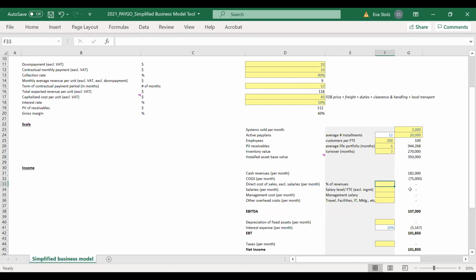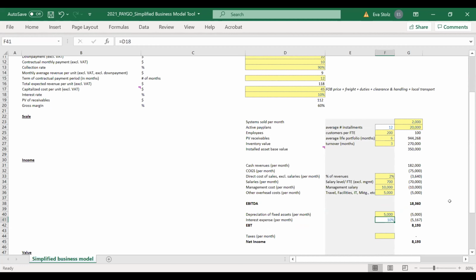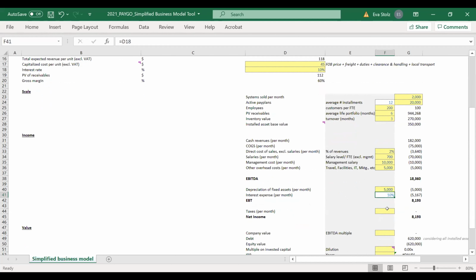Then say we indicate a certain percentage for the direct cost of sales. Then you indicate a certain salary level per FTE. You indicate a certain cost for the management, and you indicate certain overhead costs. And then it calculates the EBITDA. Then you can indicate certain depreciation of fixed assets that you have per month, and it calculates automatically the interest expense based on the values that you have provided here. And then the EBIT is calculated. Then you indicate the tax rate, and then you get the net income.